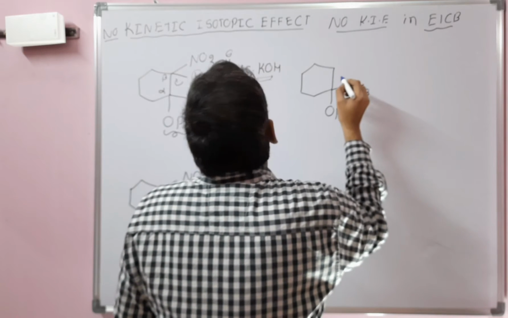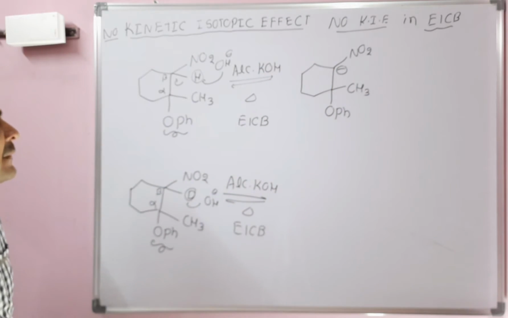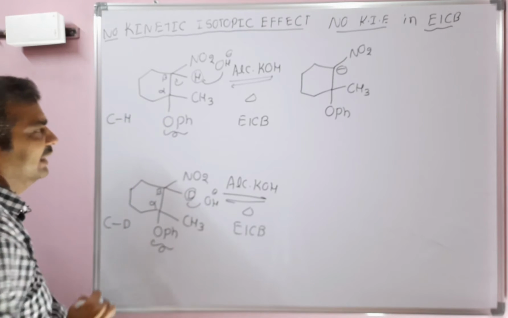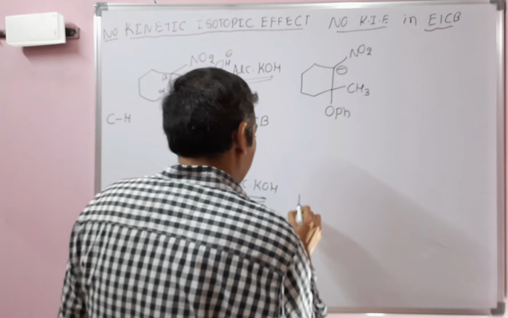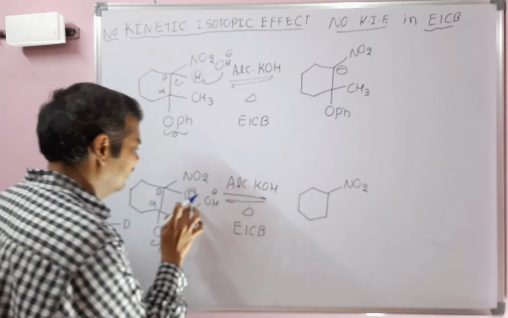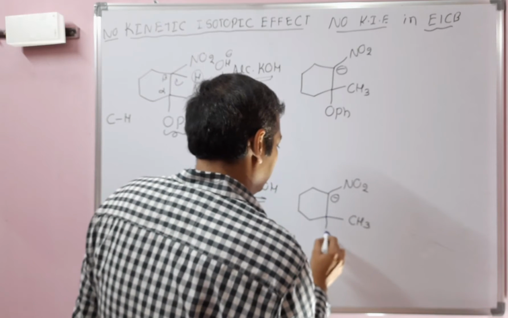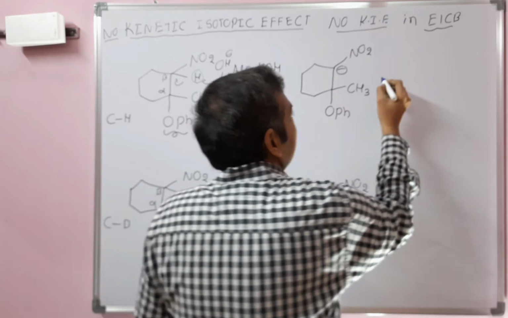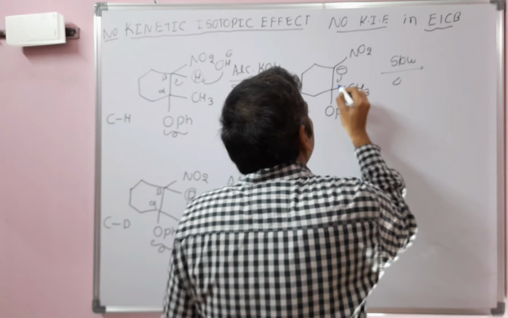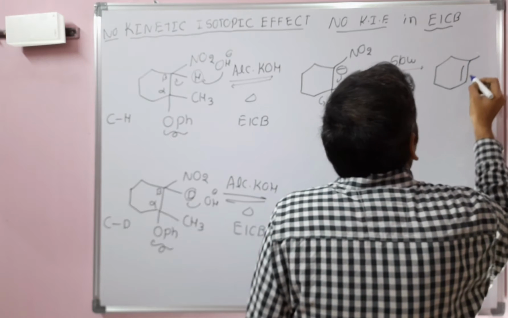CH3, nitro, and then the carbanion. Here CH bond cleavage is taking place, and there CD bond cleavage is taking place. So here also we will get a carbanion, NO2. Why? Because OH minus will abstract deuterium, we will end up with the carbanion, CH3 and O-phenyl group. The next step, at high temperature, is a slow step: expulsion of the poor leaving group to give nitro and methyl.